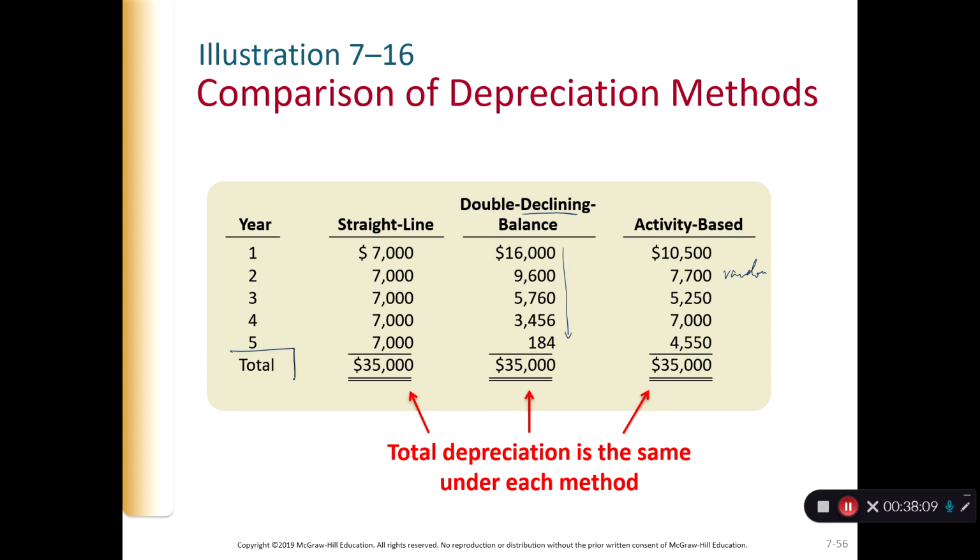But in the end, I just want to emphasize that the depreciable cost is always the same for all three methods. It equals the price minus the residual value, right? No matter how you eat the pie, you eat the same amount. Doesn't matter how you cook the crab, you eat it the way it should be eaten, right? So there are different ways of cutting the same thing. You can cut in a straight line, you can cut in a double declining line, you can cut in an activity-based line. At the end, the total depreciation is the same under each method.